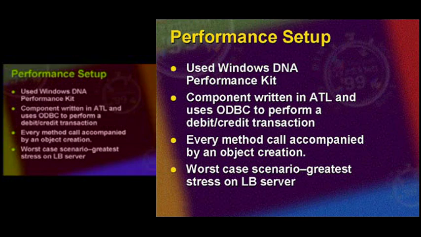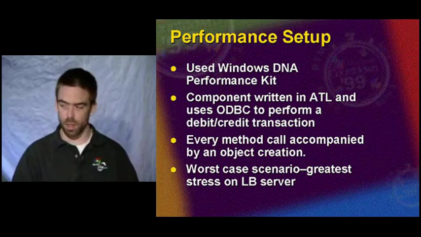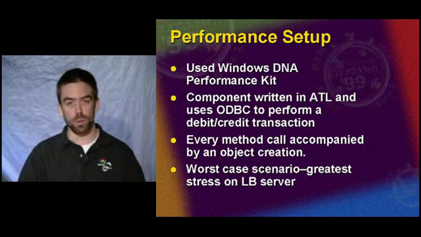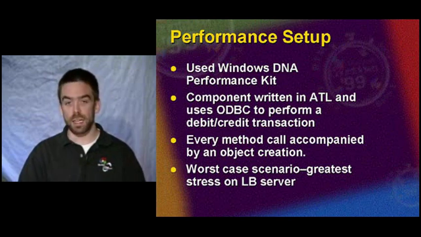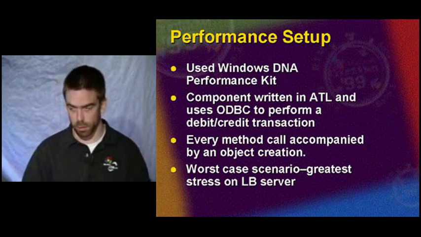Now, I'll be talking about performance numbers first, but before I get into that, I'd like to talk about the setup that I used for running these performance tests. First of all, I used the Windows DNA Performance Kit, and I'll give you a pointer to where you can download that later on. The component was written in ATL, and it uses ODBC to do a single debit-credit transaction, and it uses a single stored procedure on SQL Server.